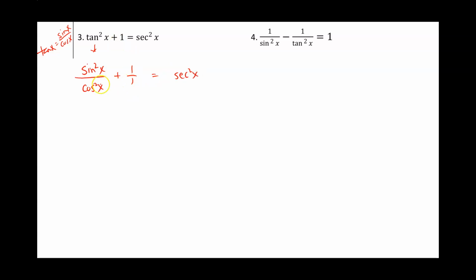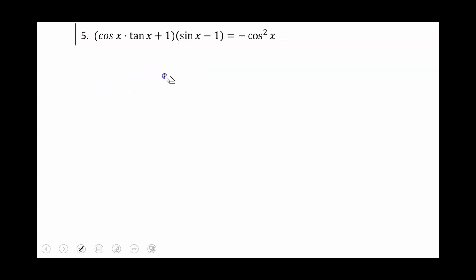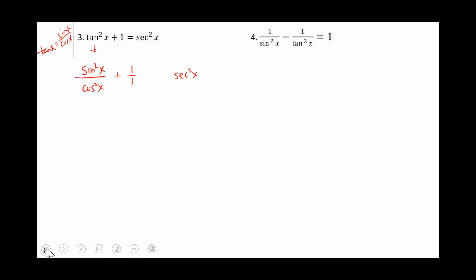Now once again, I want to get a common denominator. So to make the 1 into a cosine squared, all I have to do is multiply this 1 by cos squared of x. Okay, so now I get sine squared of x over cos squared x plus cosine squared of x over cosine squared of x. And I want to show that this equals secant squared of x.